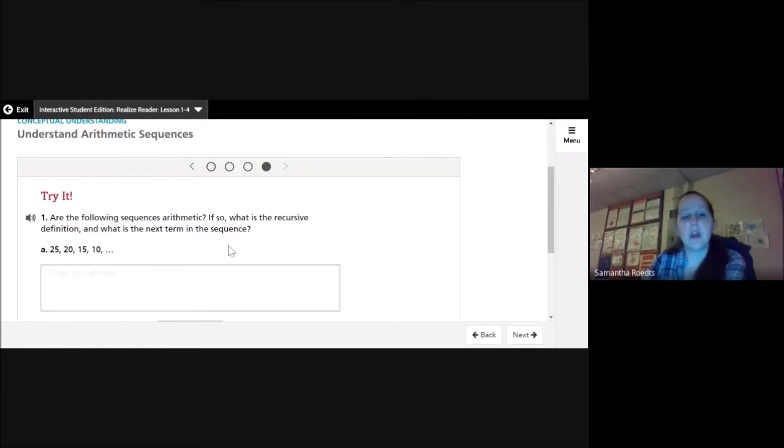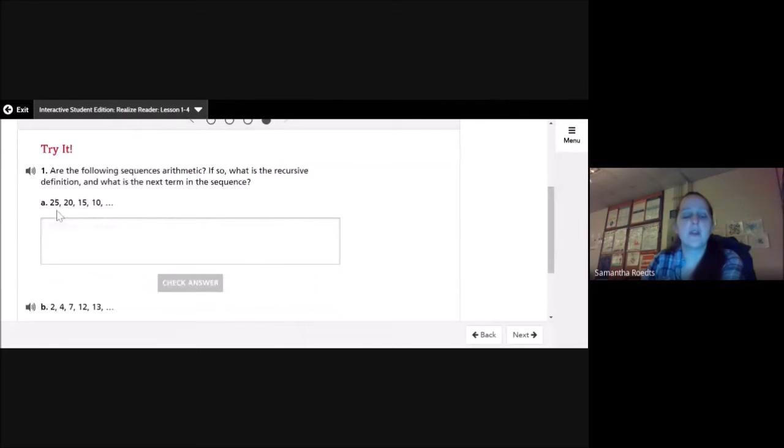All right, so let's try it. Are the following sequences arithmetic? If so, what is the recursive definition and what is the next term in the sequence? So I have 25, 20, 15, 10. So each time I'm adding a negative 5. So d equals negative 5. So it is an arithmetic sequence.